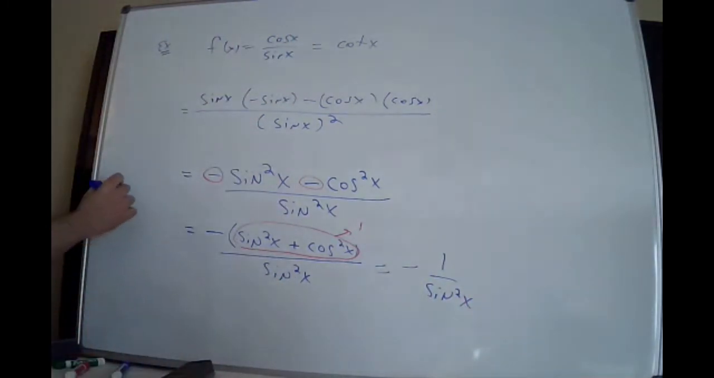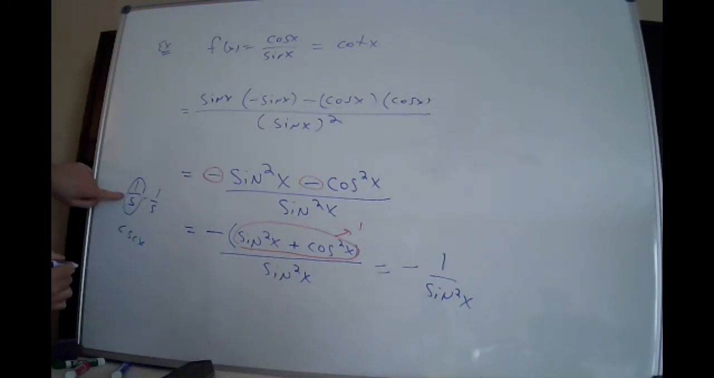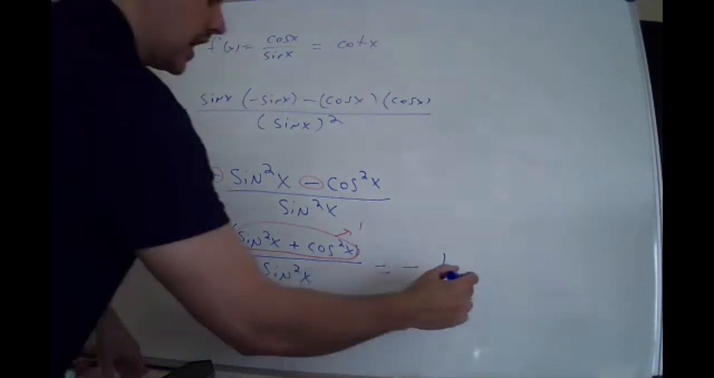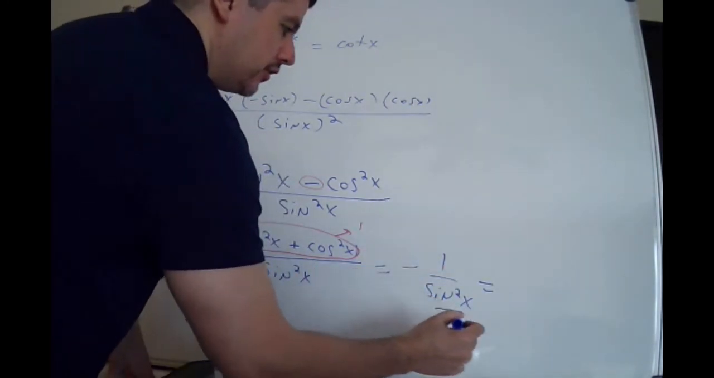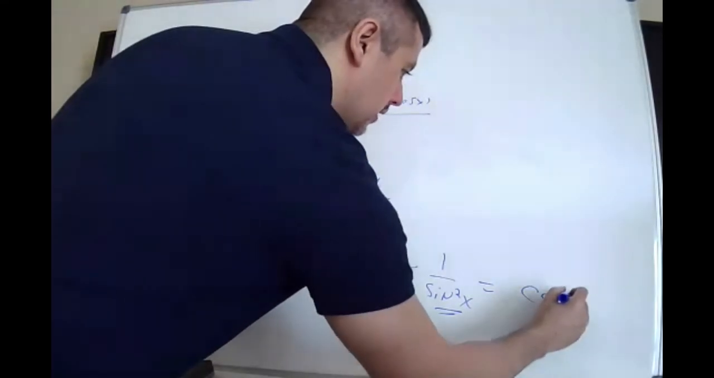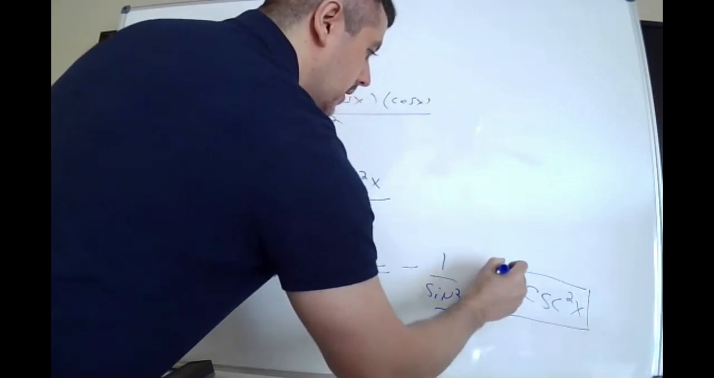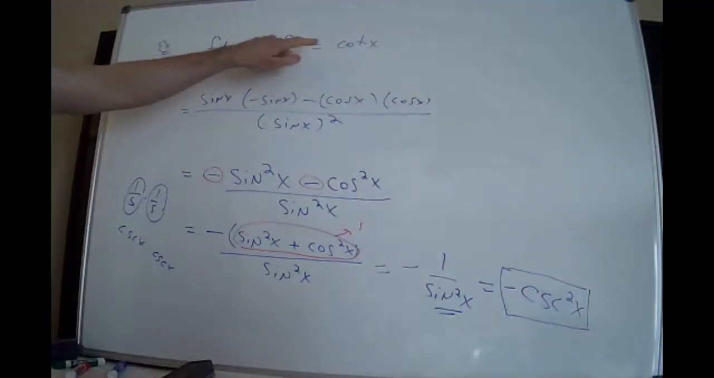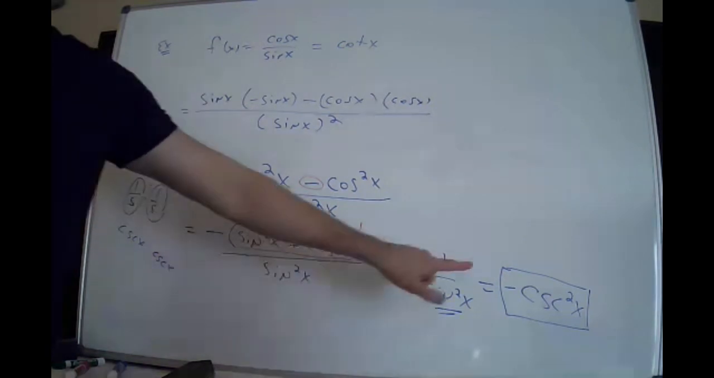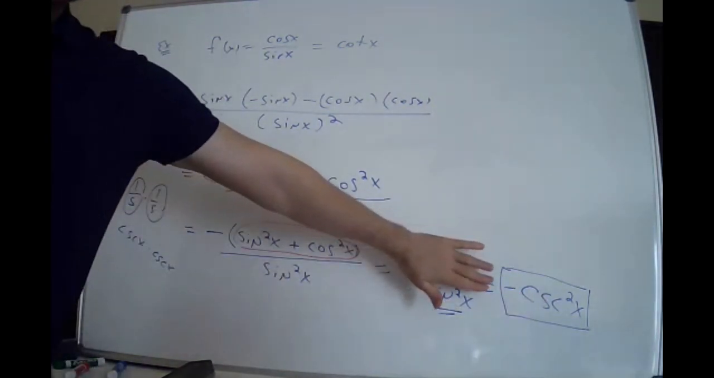Now, what is sine squared? Sine squared is 1 over sine times 1 over sine. But 1 over sine is cosecant. So I'm going to replace him with cosecant, and I'm going to replace him with cosecant. That's going to give me cosecant squared. So when you have 1 over sine squared, you replace this with cosecant squared. And don't forget the minus sign that goes in the front. So the derivative of cotangent, which is cosine over sine, is negative cosecant squared.